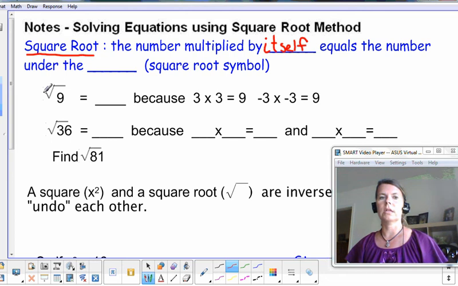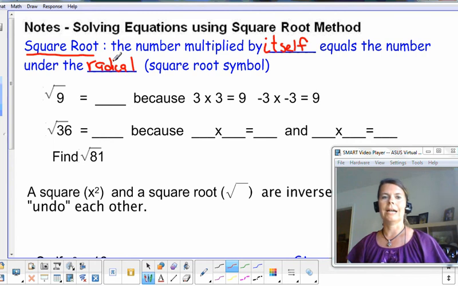called? It's right here. The actual vocabulary word is called the radical. Some people say radical sign. So right here, write radical. R-A-D-I-C-A-L, radical. So this is saying what number multiplied by itself equals that number under the radical. So what number times itself equals 9?